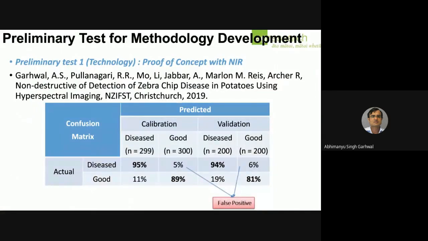So we did some preliminary tests. Firstly, we used near infrared spectroscopy, and we got a good detection rate, around 95% of diseased potatoes detected as diseased, and in the validation set also 94% of diseased potatoes were detected as diseased. The data set is around 600 potatoes for the calibration and 400 potatoes for the validation.